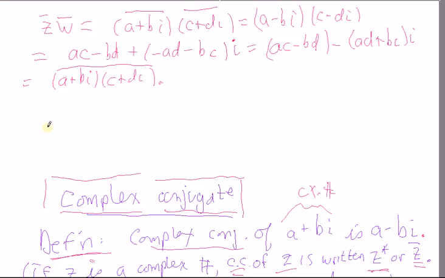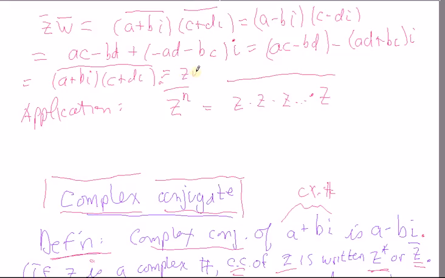Now, an application of this would be something like this. Suppose I have a complex number and I raise it to the nth power and I want the complex conjugate. That's the same thing as z times z times z, and so on, times z. And you're putting a big bar over everything. Now, what this fact says is that if I have a bar over the product zw, I can split it up into bars over the individual factors. So that's equal to z bar times and so on, times z bar.